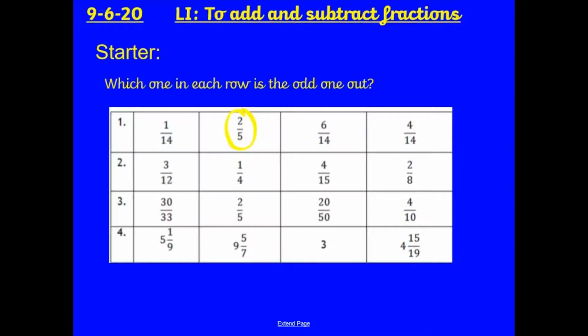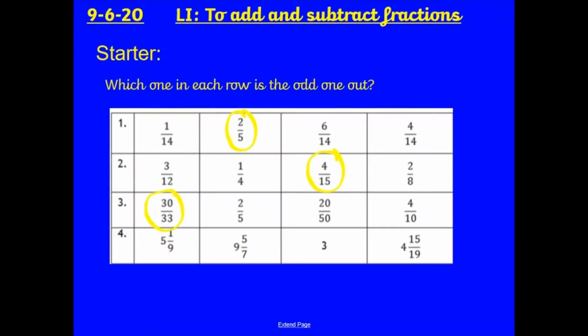Have a look at number 2, number 3, and number 4, and can you find the odd one out and the reason for it? Give you about 30 seconds. And number 2, the odd one out is this one here, because the other ones can be simplified down into quarters. The odd one out in number 3 is this one here. The others could be simplified down into fifths. And the final one, the odd one out is this one here. It doesn't have any fractions.